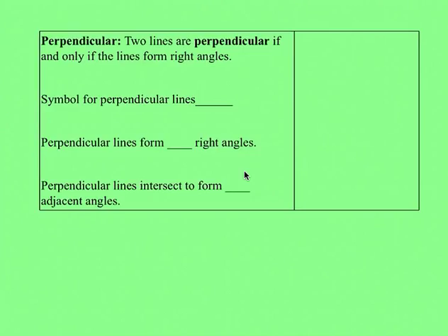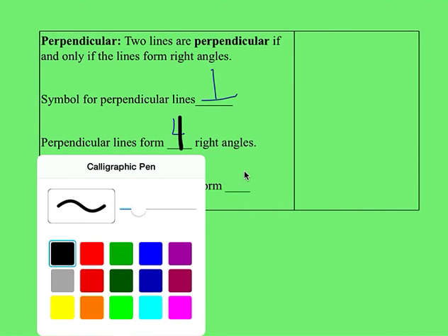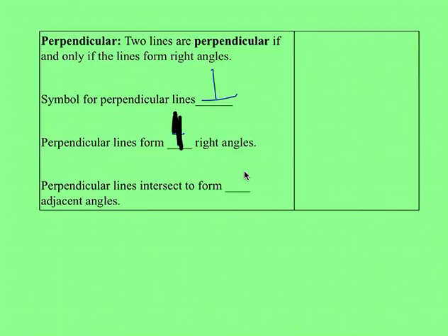So let's just, last but not least, talk about perpendicular lines. Perpendicular lines are two lines, and they're perpendicular if and only if the lines form right angles. So here's the symbol that we use to indicate perpendicular lines. It kind of looks like an upside down T. Perpendicular lines form 4 different right angles. Then perpendicular lines intersect to form 4 adjacent angles.